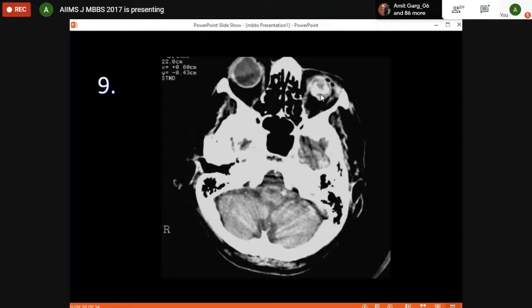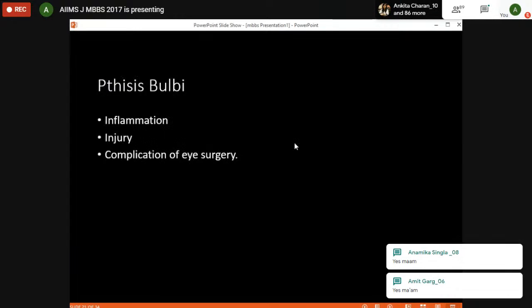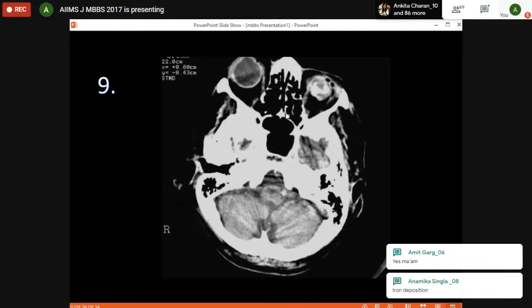So does it ring a bell? Can you think of any term to describe this? Okay, have you guys heard of phthisis bulbi? I'm sure you all have heard of phthisis bulbi somewhere. Okay. So what is phthisis bulbi? Basically a shrunken eye which has got dystrophic calcification.